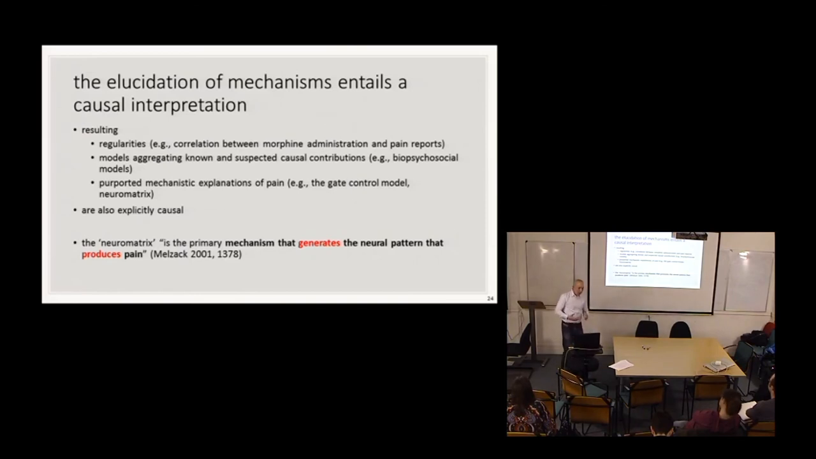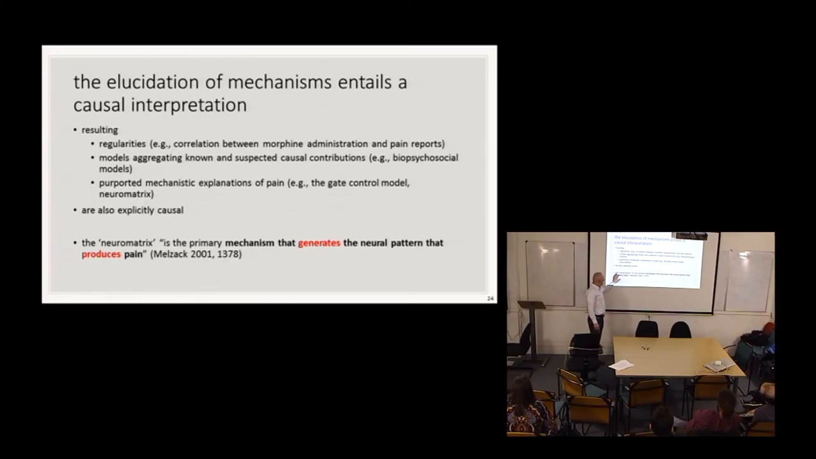So what this means is that the resulting regularity, such as the correlation between morphine administration and pain reports, as well as the models aggregating known and suspected causal contributions, so this would be the biopsychosocial models, as well as the purported mechanistic explanations, such as the deep control model of the neural matrix, the next generation of the deep control subsequent model. All these things are explicitly causal.